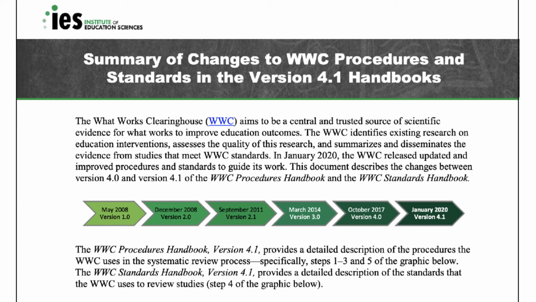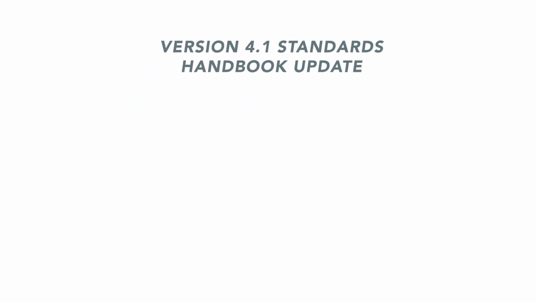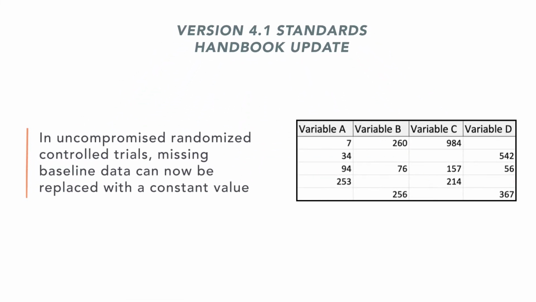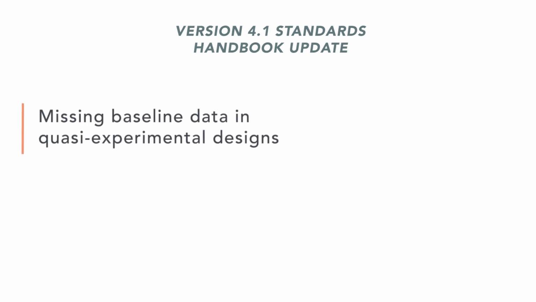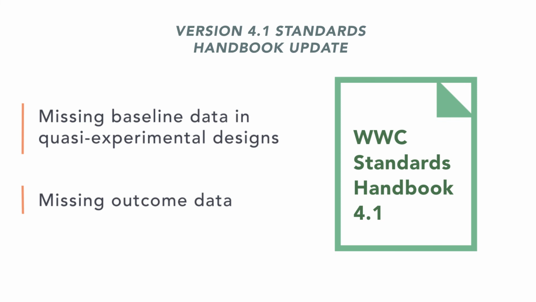Most of what's new in version 4.1 affects the WWC Procedures Handbook. However, two notable changes appear in the WWC Standards Handbook. First, in uncompromised, randomized, controlled trials, missing baseline data can now be replaced with a constant value, most often 0, and a missing value indicator variable. Missing baseline data in quasi-experimental designs and missing outcome data must still be addressed by other methods outlined in the WWC Standards Handbook, such as complete case analysis, non-response weights, or imputation. These methods can all still be applied the same way as under version 4.0.